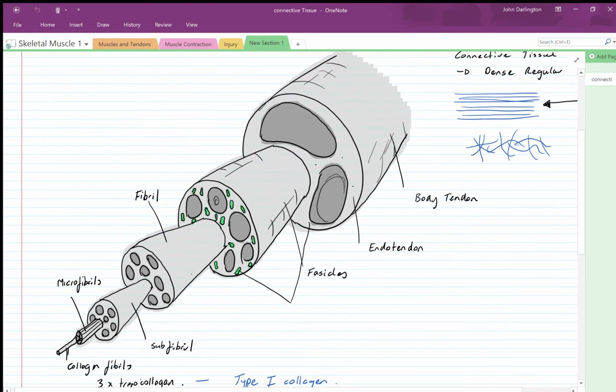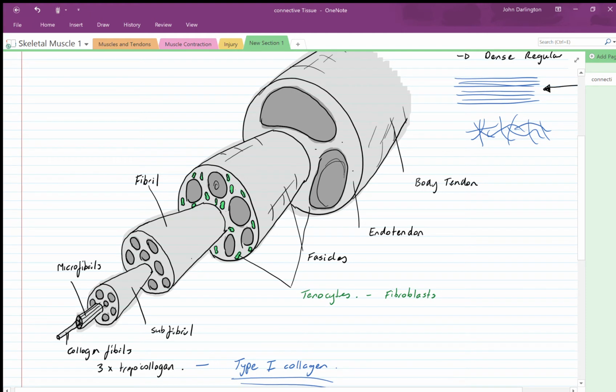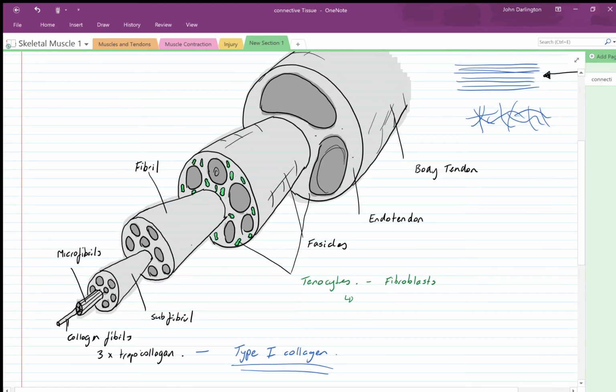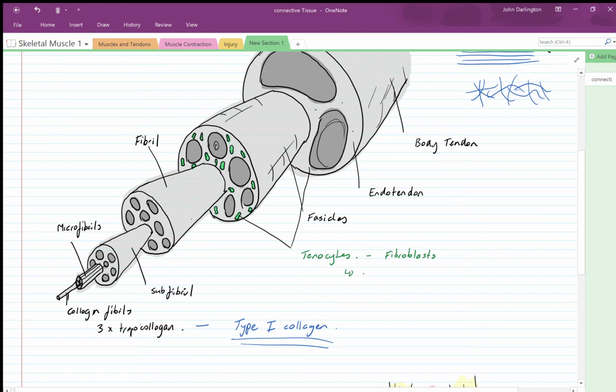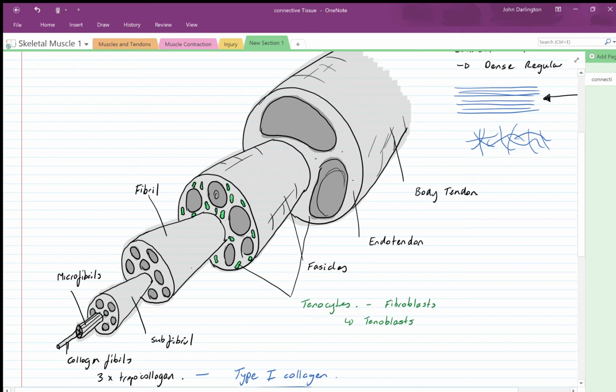Now, I mentioned these cells. So what are these cells? Well, these cells are called tenocytes. I'll put them in green so that we know. So what are tenocytes? Well, essentially, they are fibroblasts. If you were to look in certain books, they will be referred to as fibroblasts, and that is correct. They are the same thing. I just like calling them tenocytes because they're fibroblasts found in the tendon, which helps me know where we're talking about these fibroblasts. So, yes, they're called tenocytes, and they derive from tenoblasts. That is their precursor cell.